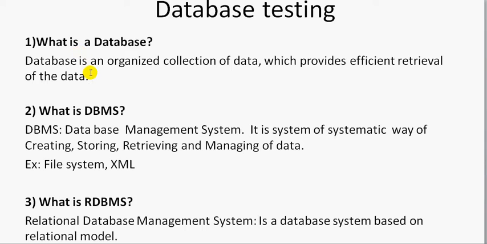What is a database? Database is an organized collection of data which provides efficient retrieval of the data. What is the data? Data is a collection of information, statistics, which is stored for analysis and reference. What is DBMS? DBMS stands for Database Management System. It is a systematic way of creating, storing, retrieving and managing of data. Examples of DBMS can be file system, XML.